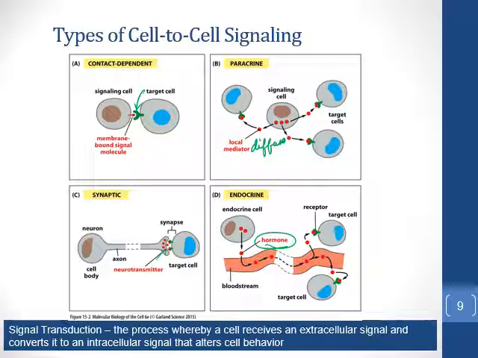In every single case, the target cell has a receptor. There's a receptor, there's a receptor, there's a receptor, and there's a receptor. So no matter what kind of cell-to-cell signaling you have, you have to have a signal, otherwise we don't have anything to talk about. But your target cell always has to have a receptor. So we'll spend a lot of time talking about the signaling molecules and the receptors.